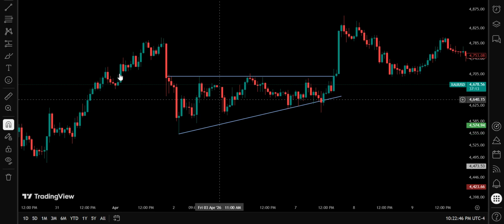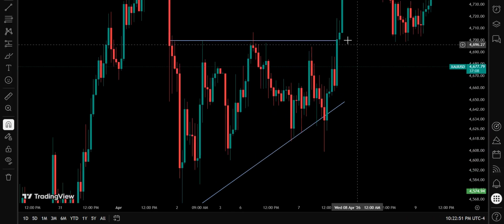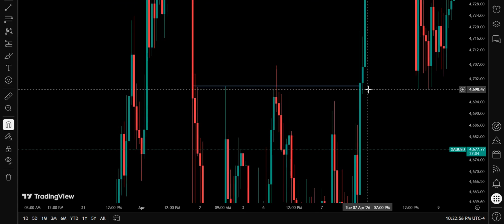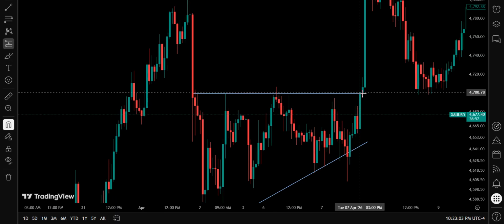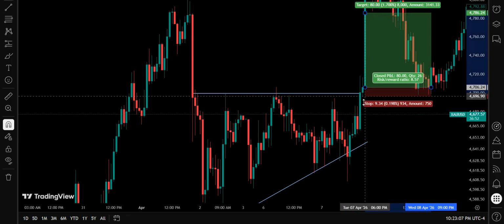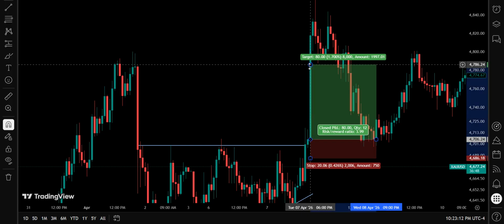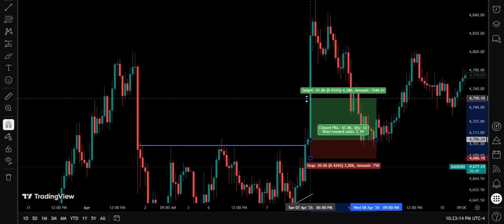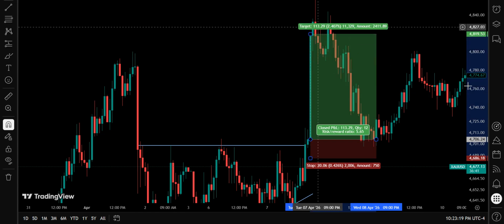This is also the same. Here you can see it breaks out of this with a very little closing of the candle, and the very next candle tested this area, and we are a buyer from here. Our SL would be this low, and now our first reward will be 1:2, and then we will keep going.